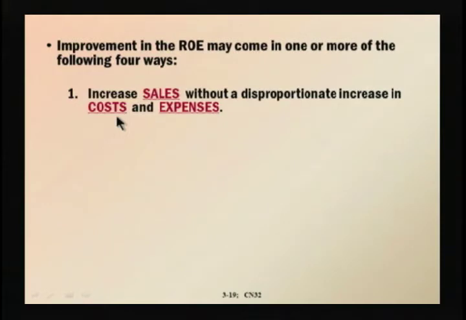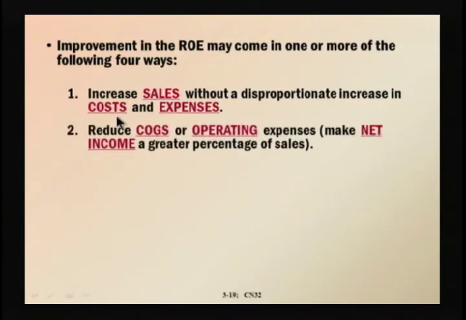If I try to increase sales by 20%, but that requires me to increase my commissions paid to my sales force by 50%, then that might actually lower net income. It might increase the sales by 20%, but it increases the costs even more than it could actually drive net income down and lower my ROE. So I've got to be able to find a way to increase sales without expenses going up even more rapidly.